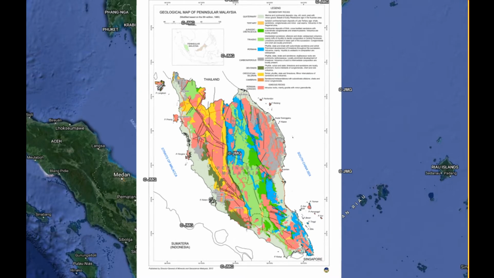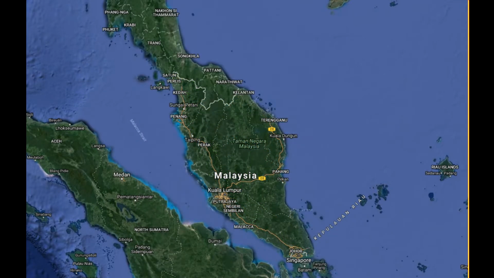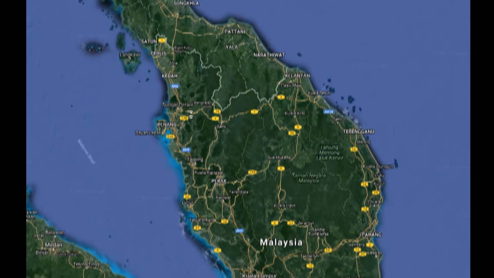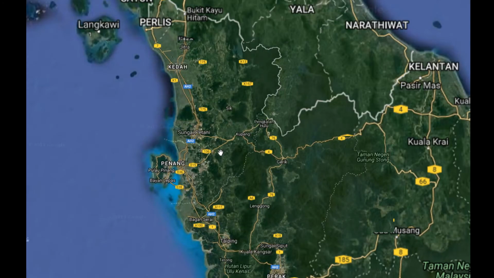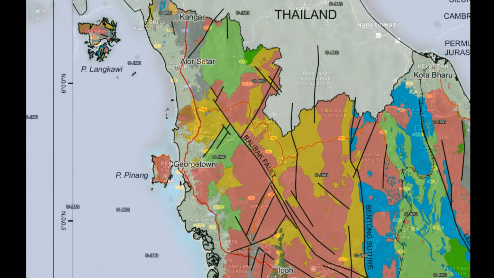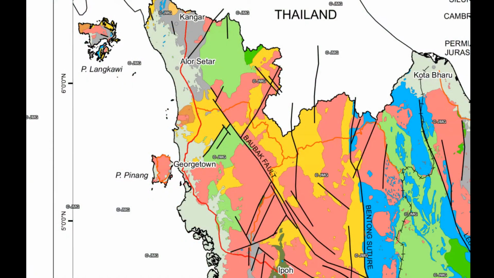Now, we focus on the northern region. This region covers Perlis, Kedah, Penang, and Perak. The Bok Bak fault line is the major discontinuity that crosses these states. In Perlis, Kedah, and Seberang Perai, these areas are underlain by marine and continental deposits of clay, silt, sand, peat and minor gravel, classified in the Quaternary and Carboniferous zones.